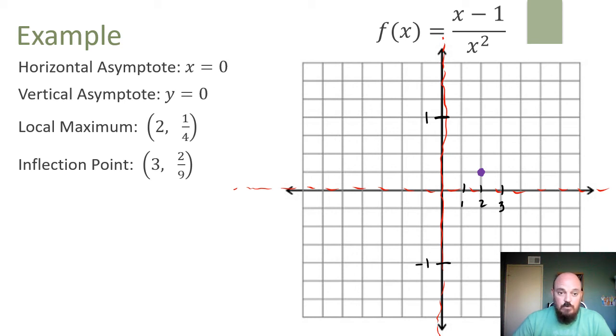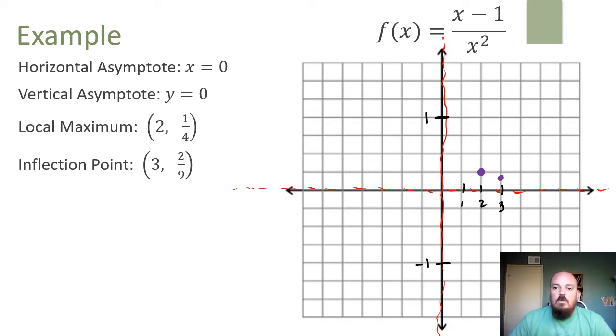Now my inflection point is (3, 2/9). You have to realize that 2/9 is a tiny, tiny bit smaller than 1/4. Like with a common denominator, it would be 9/36 versus 8/36. So this point is just a tiny bit lower than 1/4.